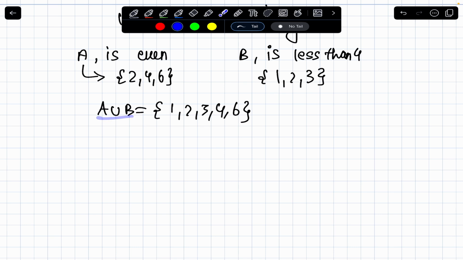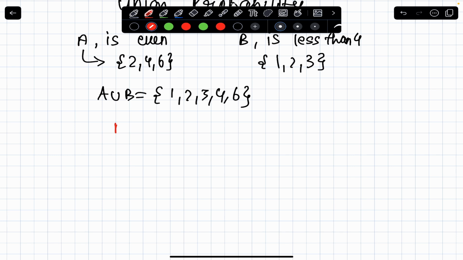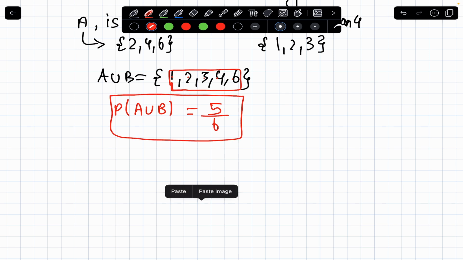Now we did the union of this set, which is 1, 2, 3, 4, 6. This is the union. Now we have to find the probability of that union. What are the outcomes that we want? 1, 2, 3, 4, 5. We have 5 numbers, or 5 outcomes that we want. So it will be 5 by 6. Simple. So we got our union probability.